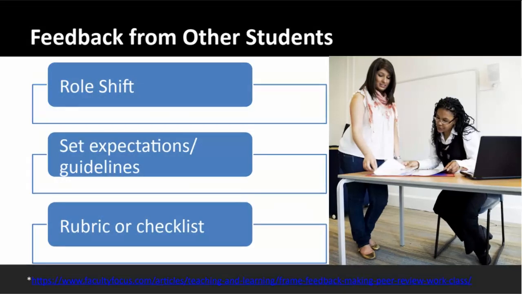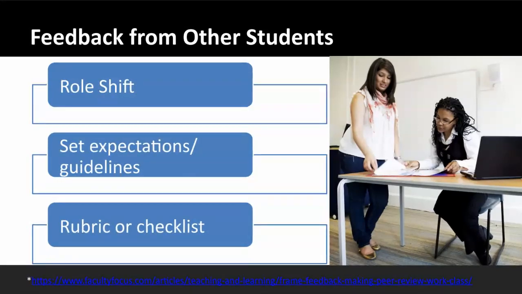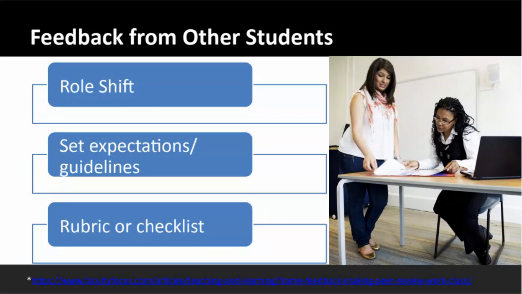And then you can also have students provide other students feedback. It puts them in a different role, and they're thinking about giving feedback to another person, to their peer. And it's important to set expectations and guidelines for this.